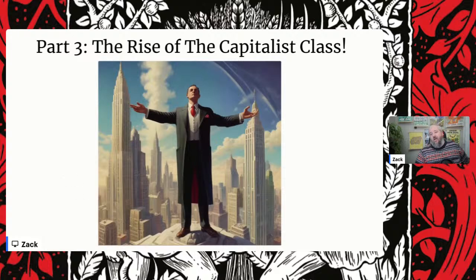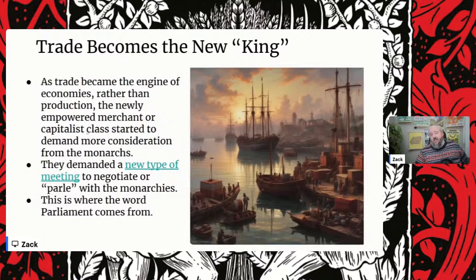Moving on. All right. Part 3, the rise of the capitalist class. So trade becomes the new king. As trade became the engine of economies rather than production, the newly empowered merchant or capitalist class started to demand more consideration from the monarchs. They demanded a new type of meeting, to negotiate or parley with the monarchies. There's more reading on that if you follow this link here. And this word parley is where the word parliament comes from. It was the meeting house where they would negotiate with the monarch.